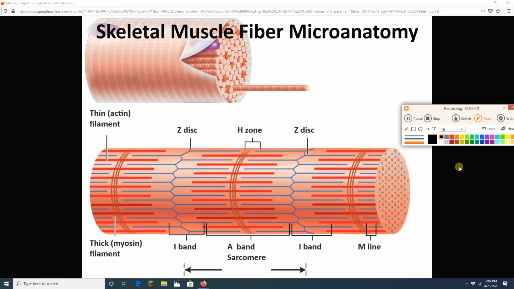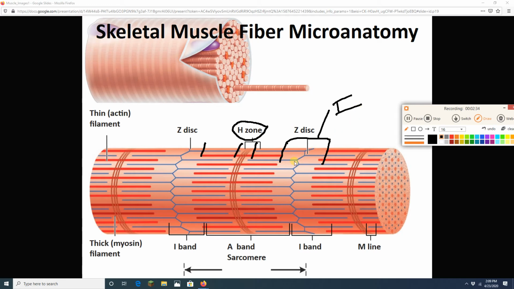And in that A band, there is going to be a region of overlap right there, then a region of just myosin, so in between those two lines right there, then another region of overlap. The region of just thick filament, just myosin, is called the H zone. And then over here, we have another I band.